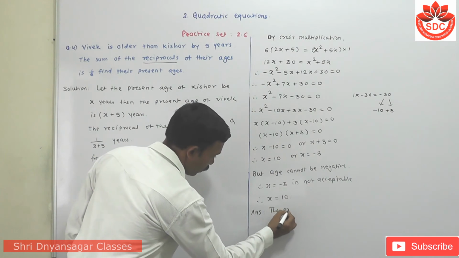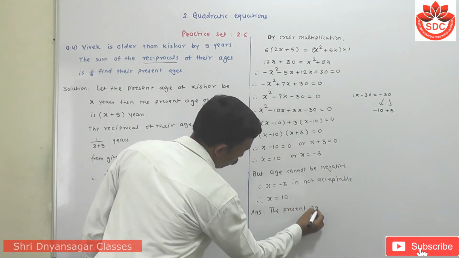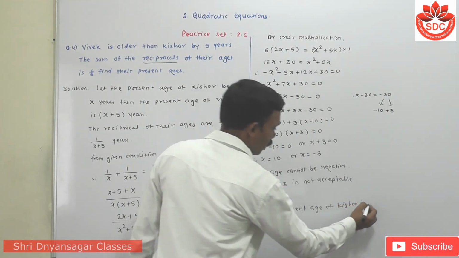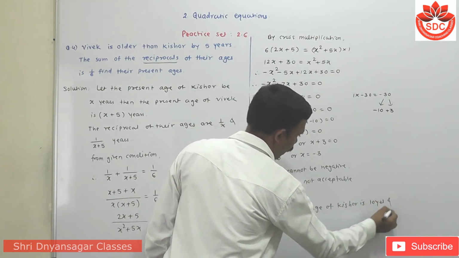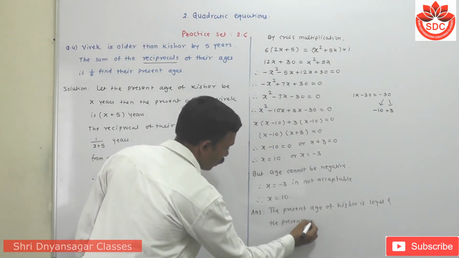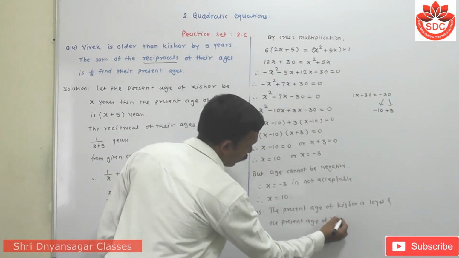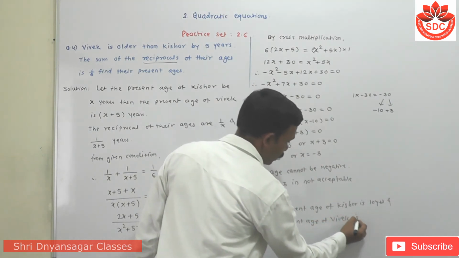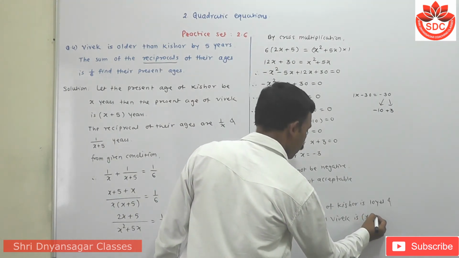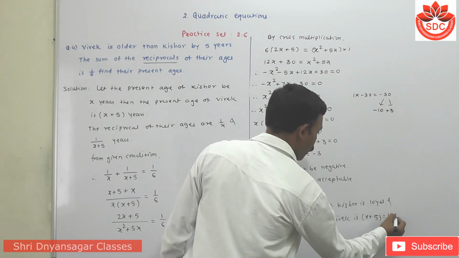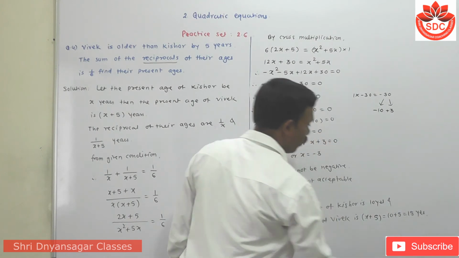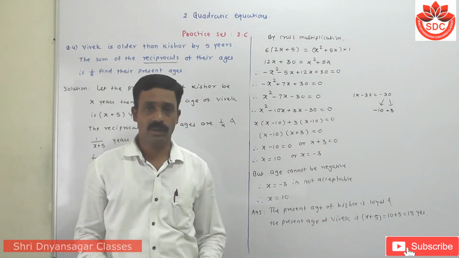The present age of Kishore is 10 years and the present age of Vivek is x plus 5. X plus 5 means 10 plus 5 is equal to 15 years. Can you understand this? Okay, let's see the next question.